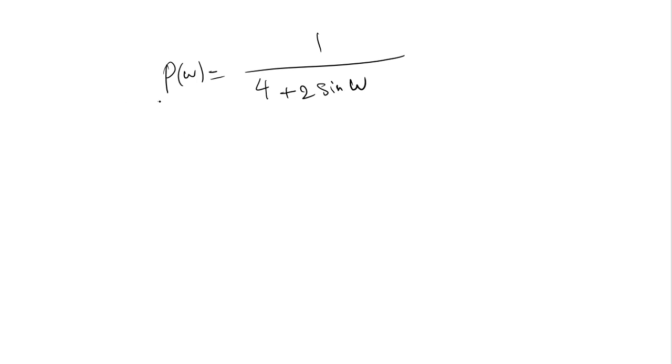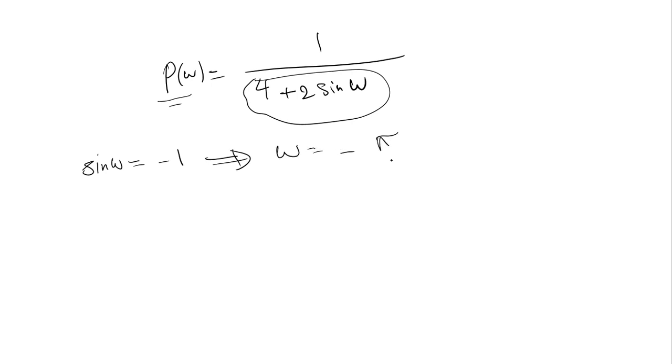Our frequency is the location of peak of this pseudospectrum, the frequency that maximizes this or minimizes this term. To minimize this term, we only need to set sin omega equals minus 1. So finally we have omega is minus pi over 2, and we reach the end of this video.